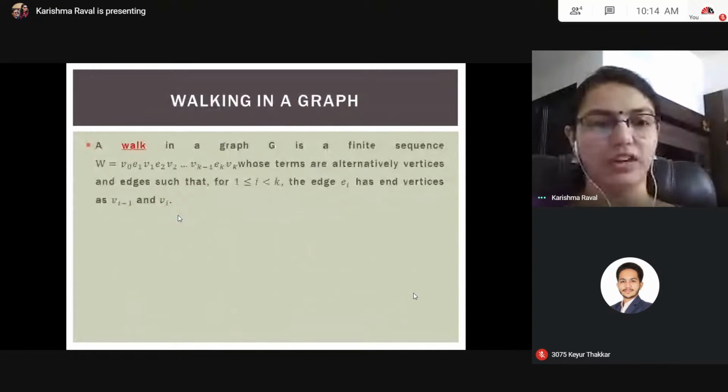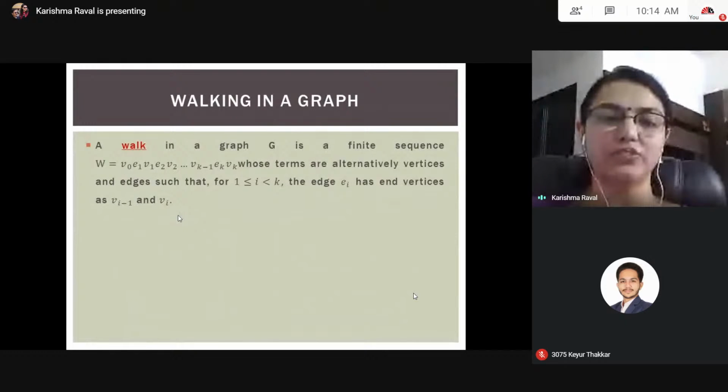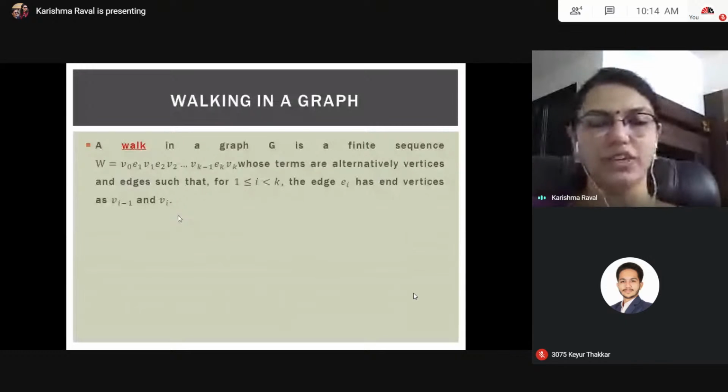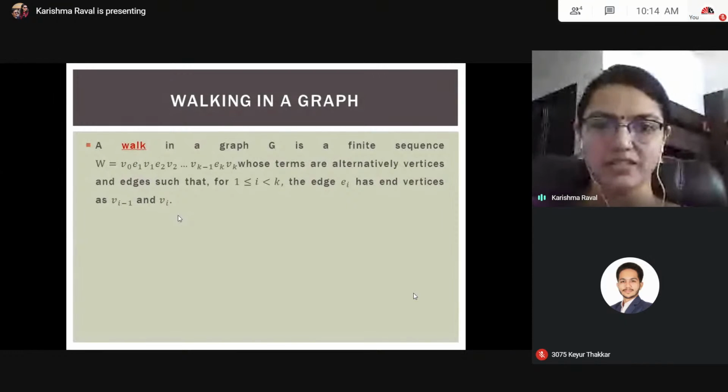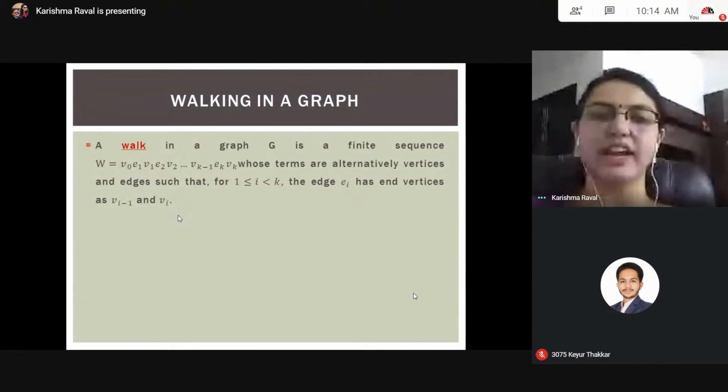Walking in a graph. A walk in a graph is a finite sequence W as v0, e1, v1, e2, v2, up till v(k-1), ek, vk, whose terms are alternately vertices and edges, such that for 1 ≤ i ≤ k, the edge ei has end vertices vi-1 and vi.